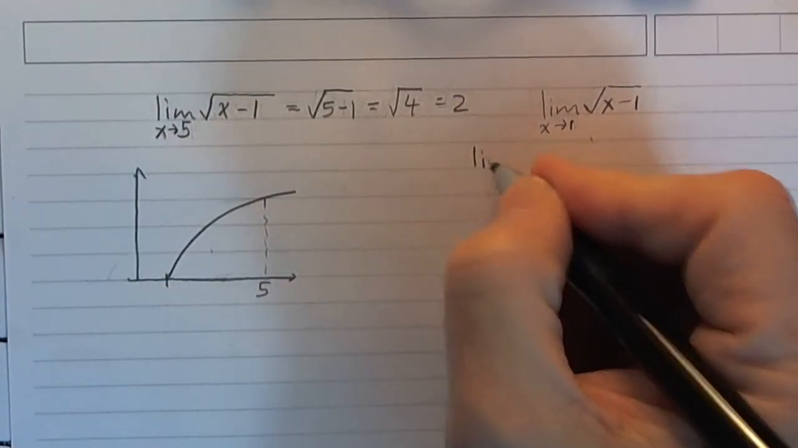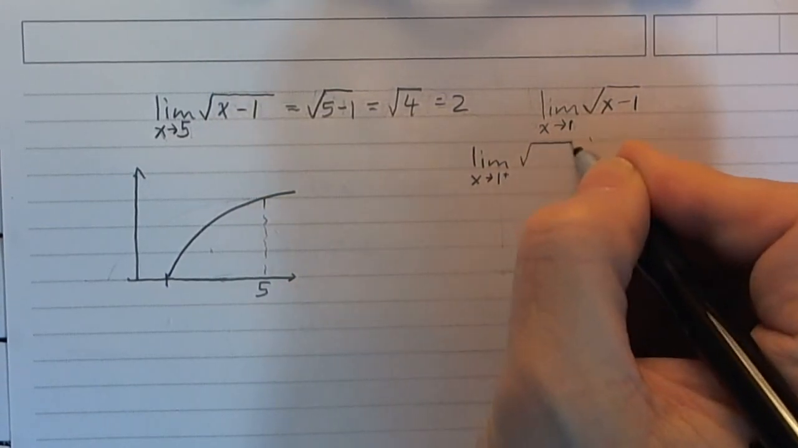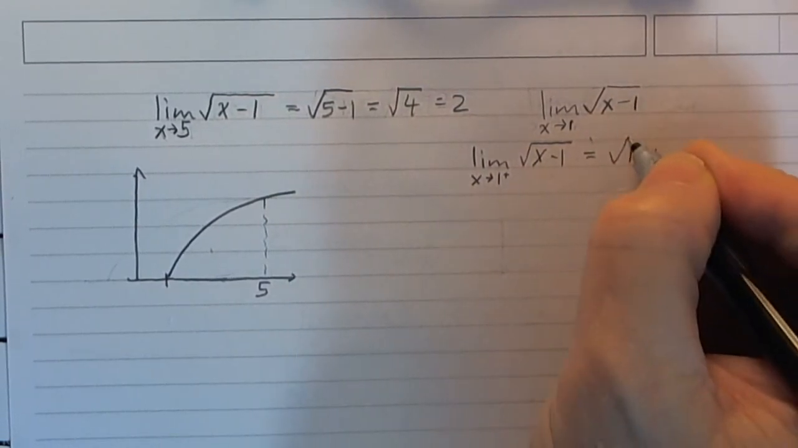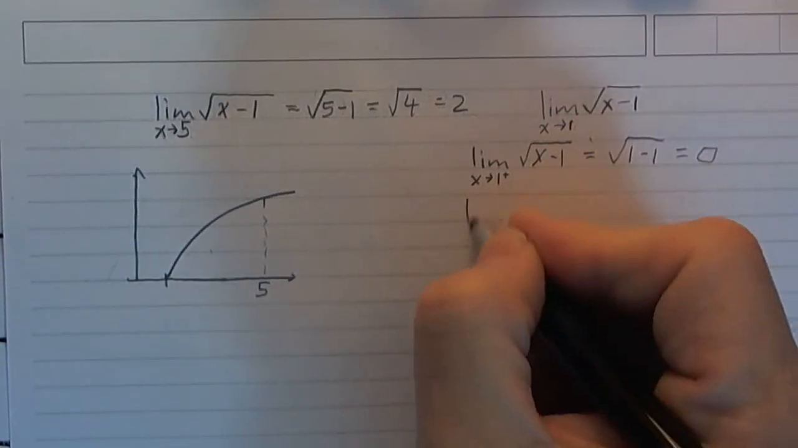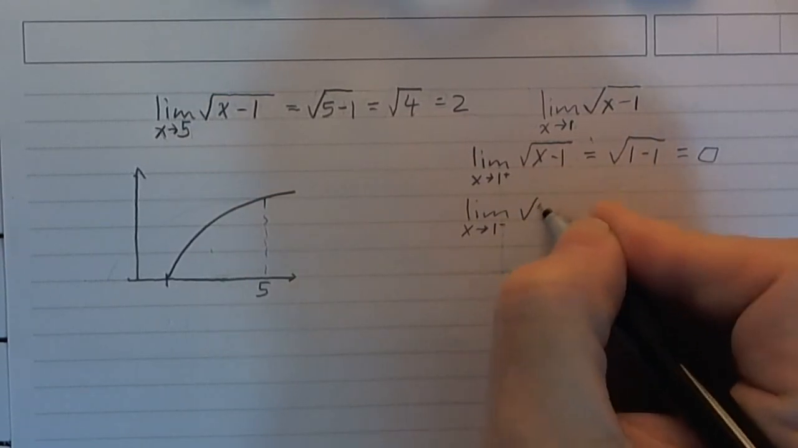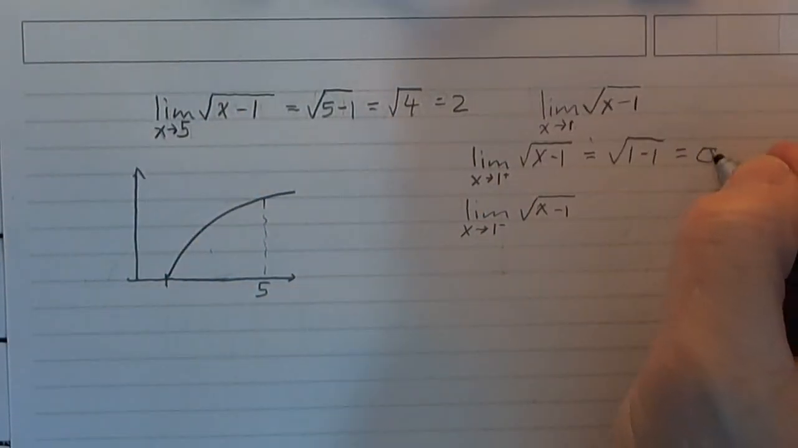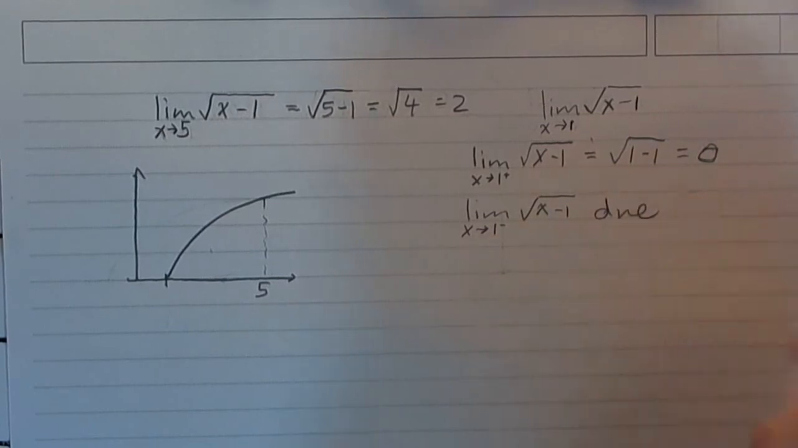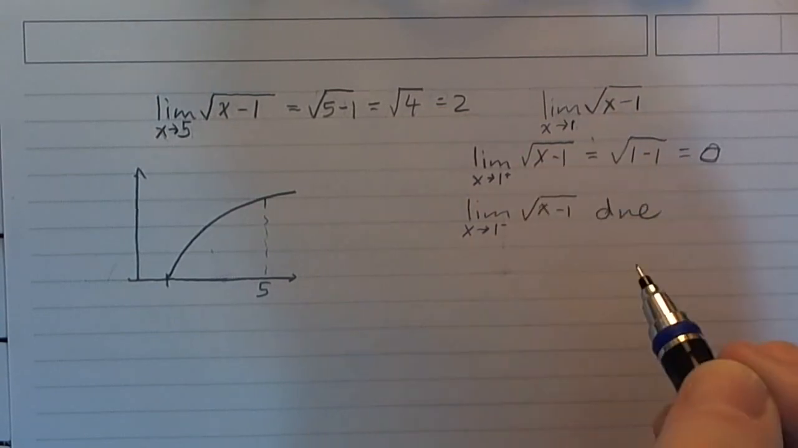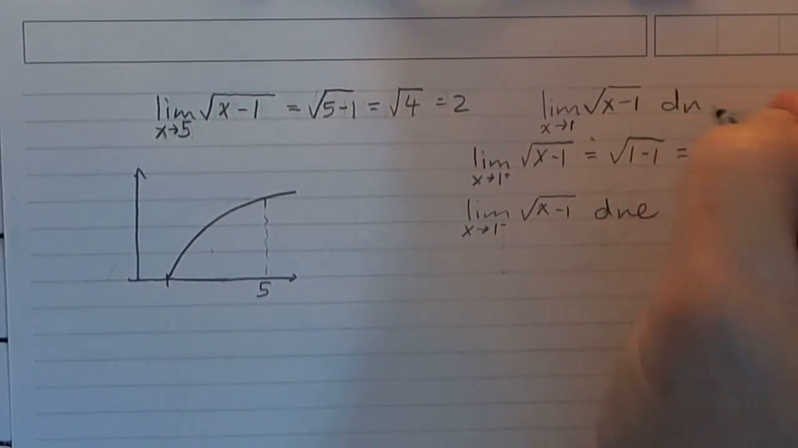So we could say the limit as x goes to 1 from the right is equal to the square root of 1 minus 1, which equals 0. However, if you think about the limit as x goes to 1 from the left, well, the graph doesn't even exist over there, right? That's not even in the domain. So we would say that does not exist. Now, in order for this limit to exist, the left-hand and the right-hand limit have to be the same. And on this one, the left-hand limit doesn't even exist. So we would say this limit does not exist.